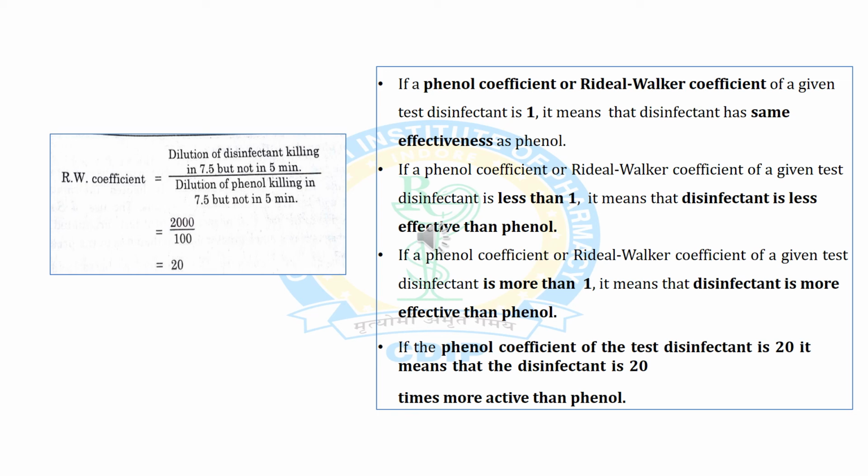So if we talk about the result. If the phenol coefficient or RW coefficient of a given test sample is 1, it means that the disinfectant has the same effectiveness as phenol. If it is less than 1, it means that the disinfectant is less effective than phenol. If the phenol coefficient of a given test sample is more than 1, it means that the disinfectant is more effective than phenol. If the phenol coefficient of the test disinfectant is 20, it means that the disinfectant is 20 times more active than phenol. After 20, the test result will not exist.